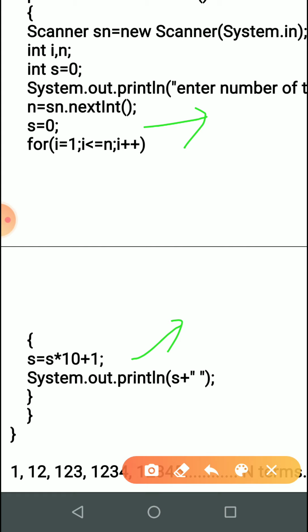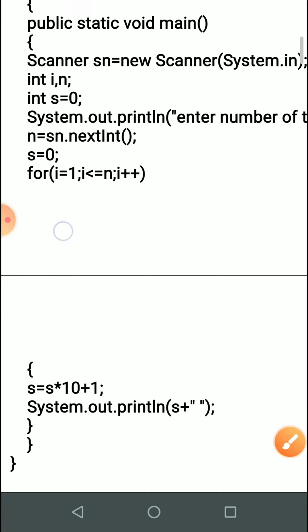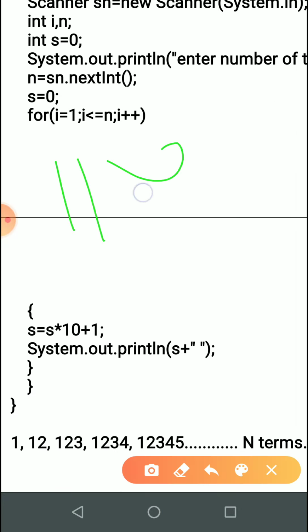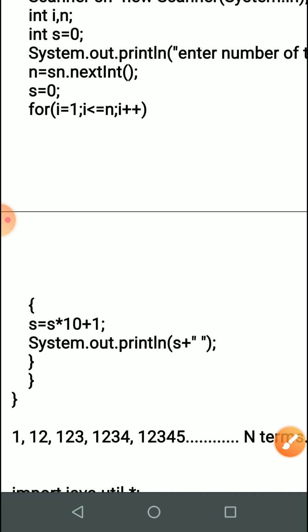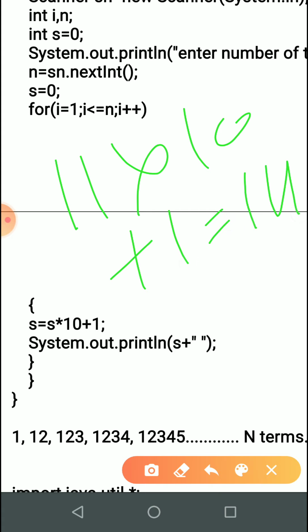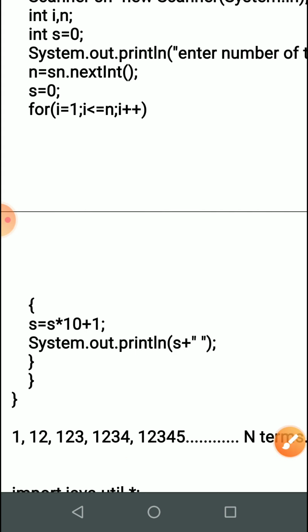Then next time, 1 into 10 plus 1, the new value of s will become 11. It will display 11. Then next time, 11 into 10 plus 1, it will become 111 and so on. This will go on n times.